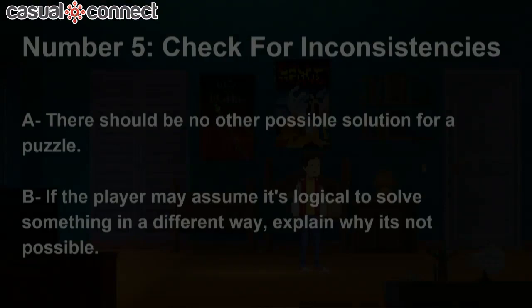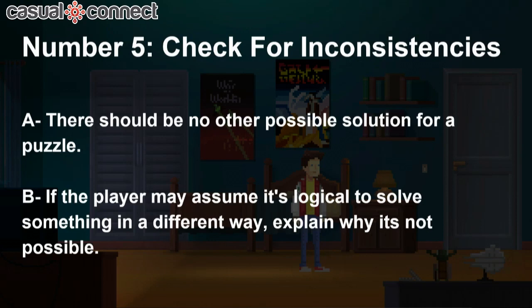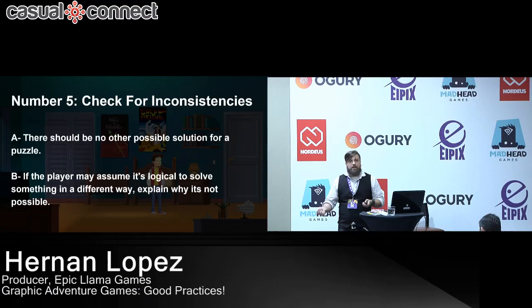So, also check for inconsistencies. There should not be another possibility to solve the puzzle other than the one that you are giving. So, for instance, there is a guy that doesn't let you in, and there is a sword there. You can even grab the sword. You should not be able to use it on the guy, or if the player tries to use it, you should give a really good excuse why he should not be using that. For instance, he says, oh no, he's much bigger than me, or he has a gun, or whatever. But the thing is, there should not be a logical second solution other than the one that you are giving, because otherwise the player is going to be annoyed about it.